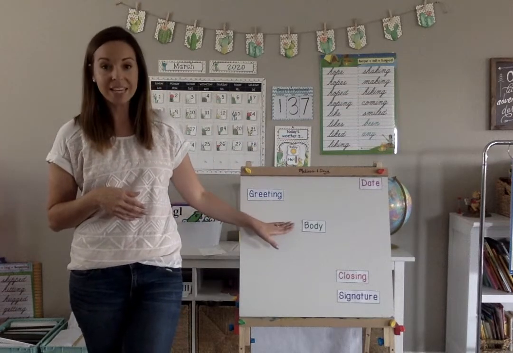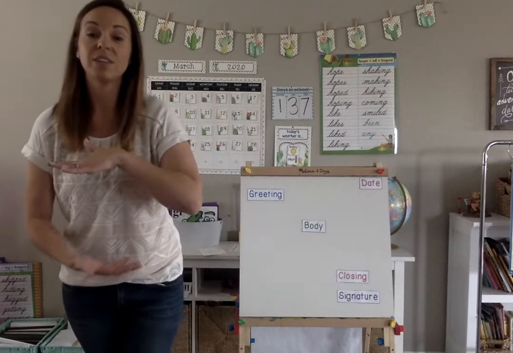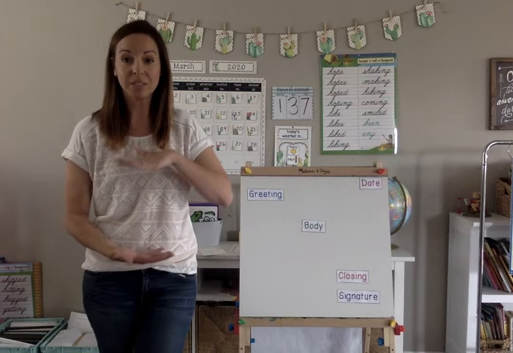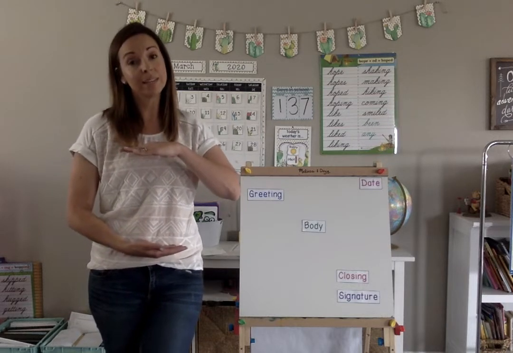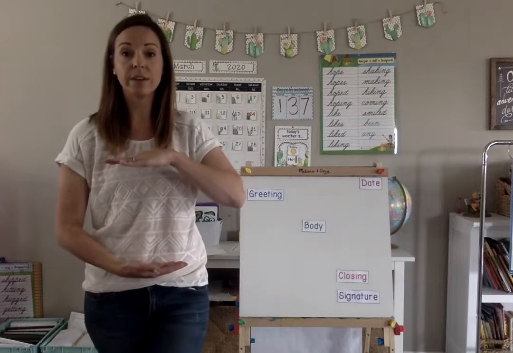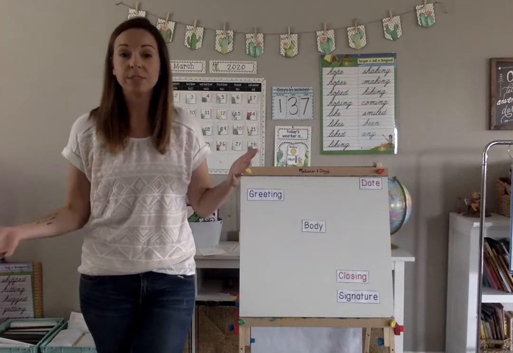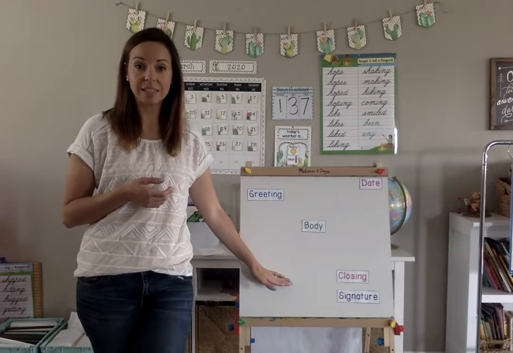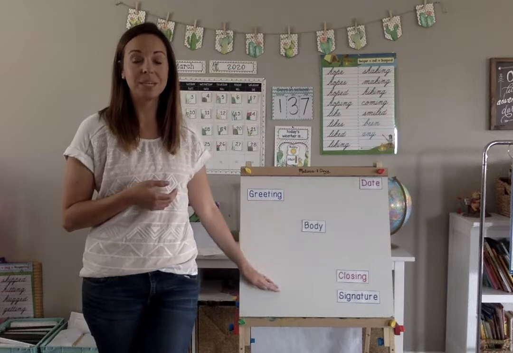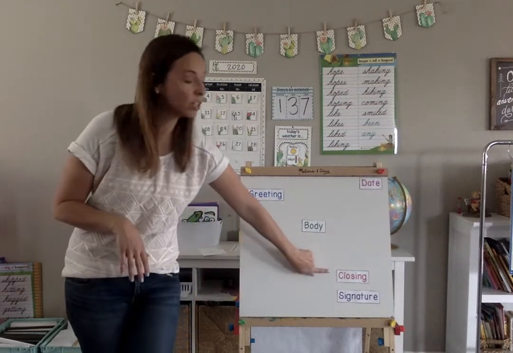The body is the biggest part of the letter. That is the part of the letter that is going to be what you want to tell the person who you're writing to. So if I'm writing a letter to my best friend who lives very far away, I might want to tell her about what I've been doing these past few weeks. So I'm going to write my sentences about what I've been doing these past 2 weeks in the body of the letter. Then we have the closing.